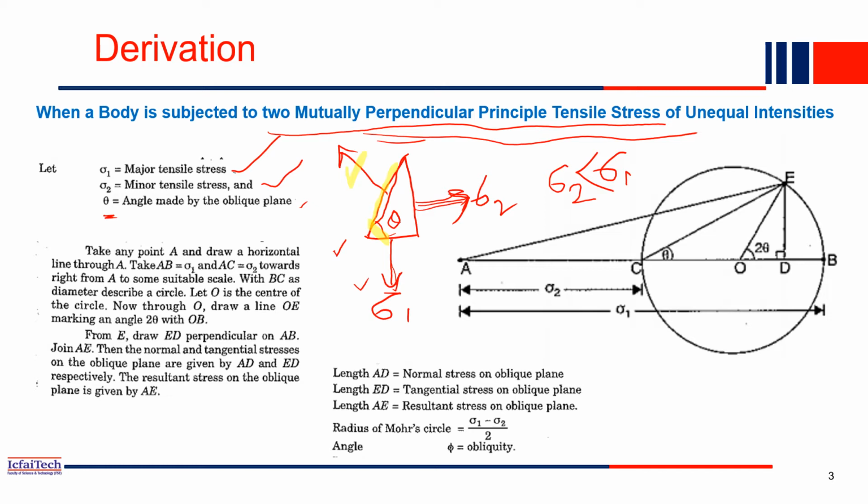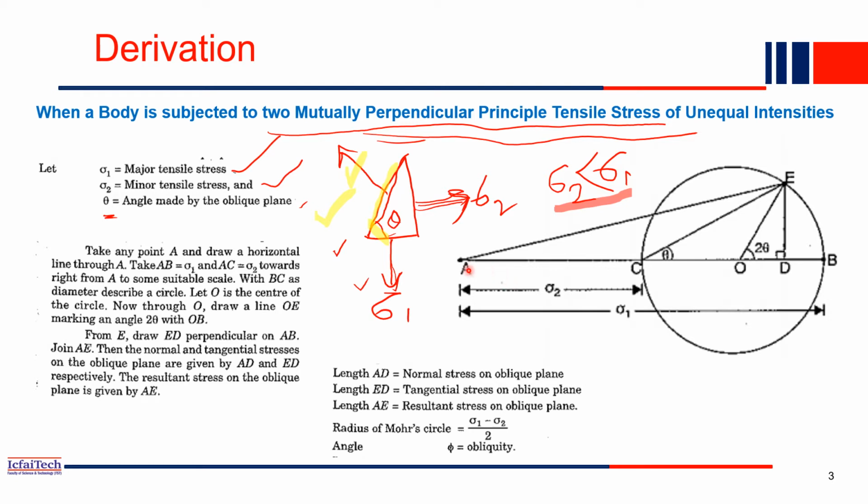Now we'll see how to draw the Mohr circle. This is our problem statement. So sigma 1 is greater than sigma 2. What we have to do, first, is assume a point A.